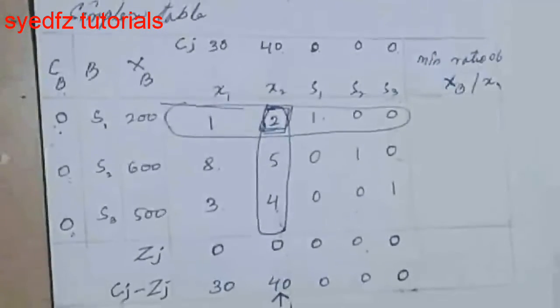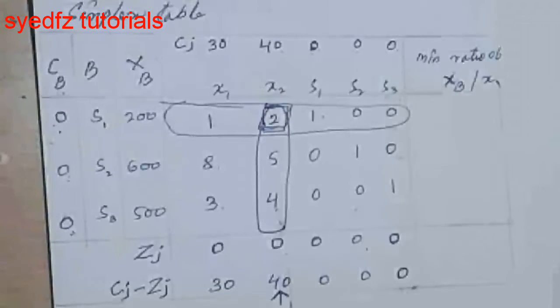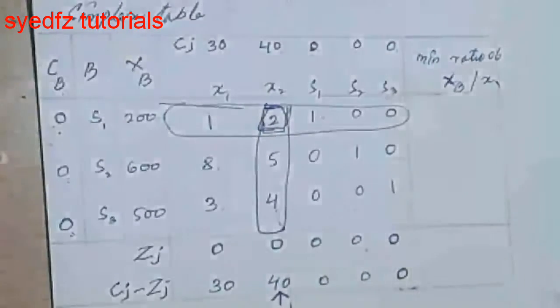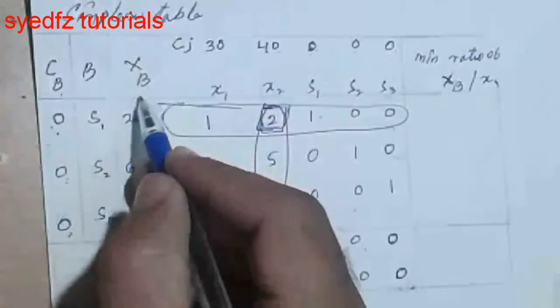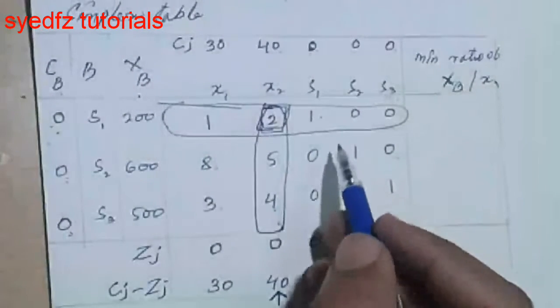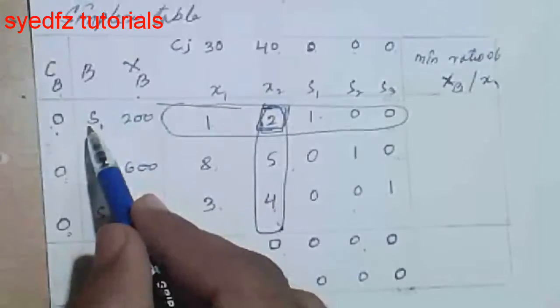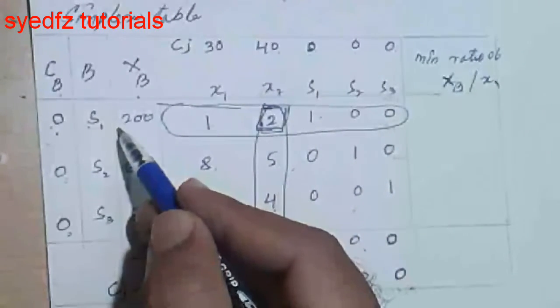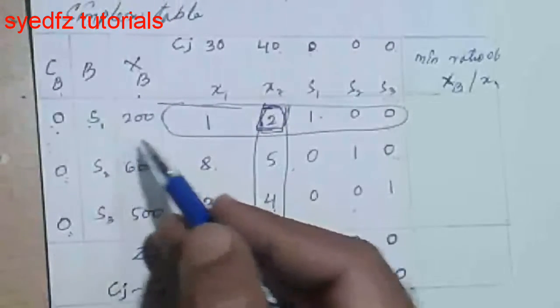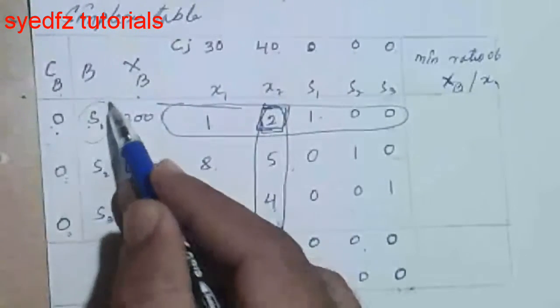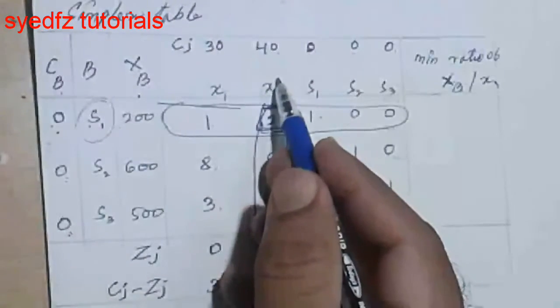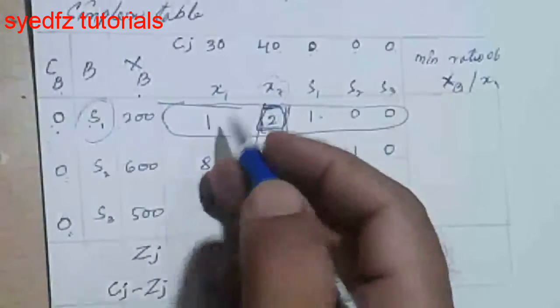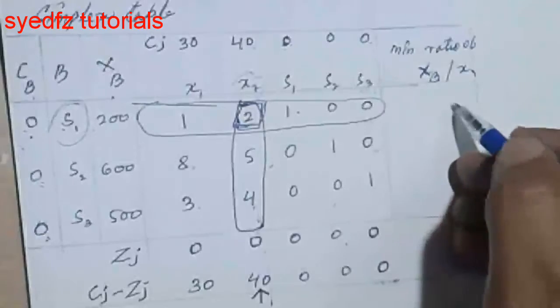Now we have to select the minimum ratio. How do we do it? XB means this one. Why we draw this line: S2 will exit and X2 will enter in this place. This S1 will exit and this X2 will enter. How it enters, we will come to know after minimization.